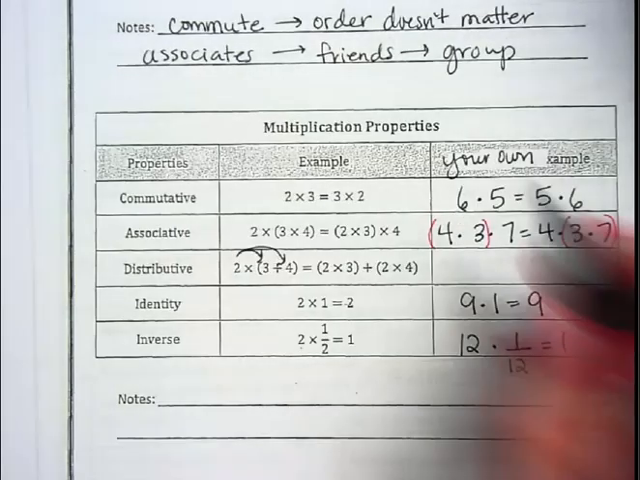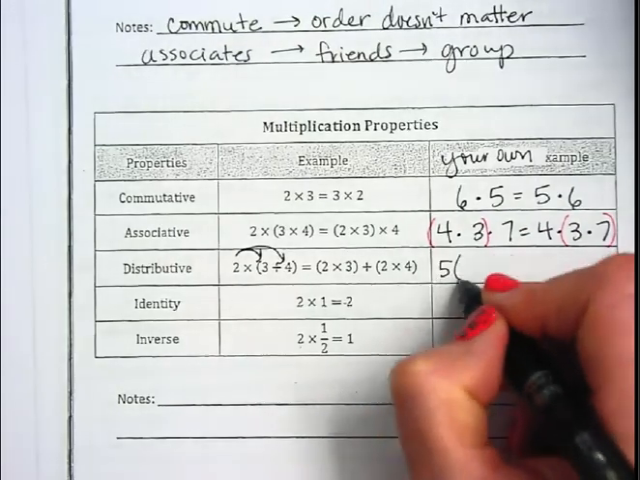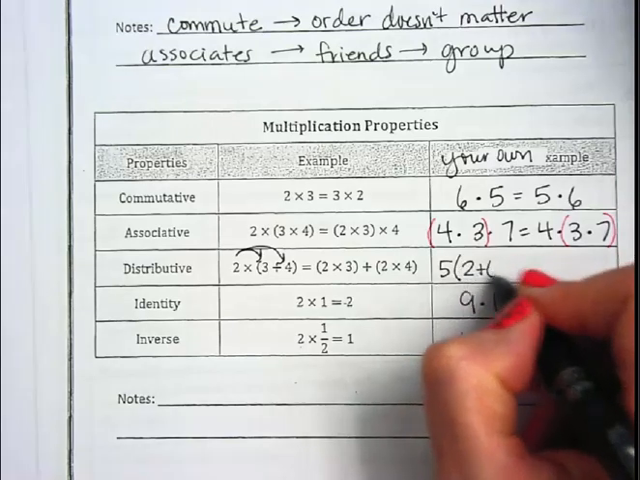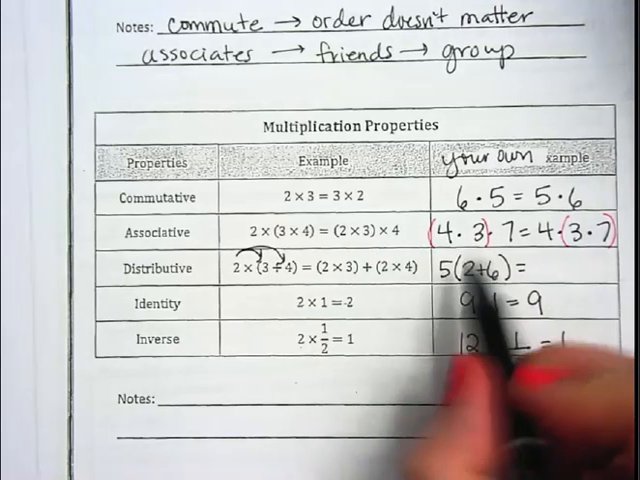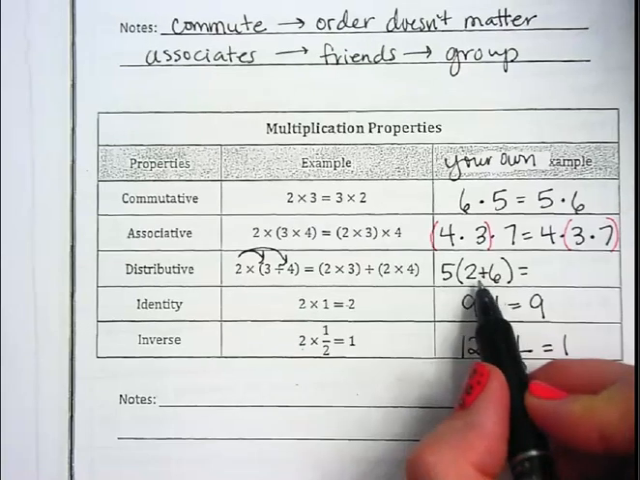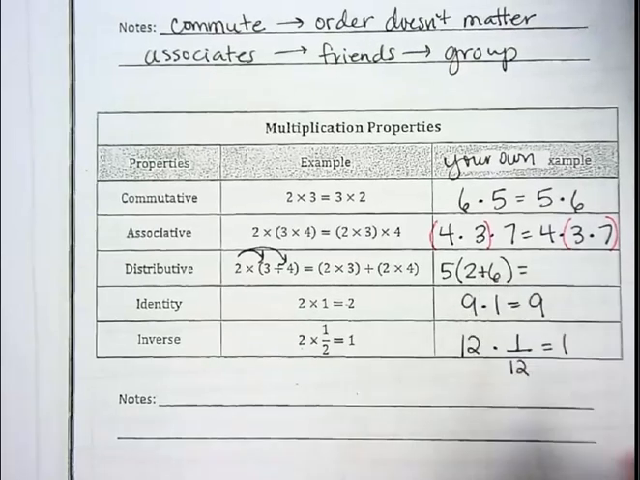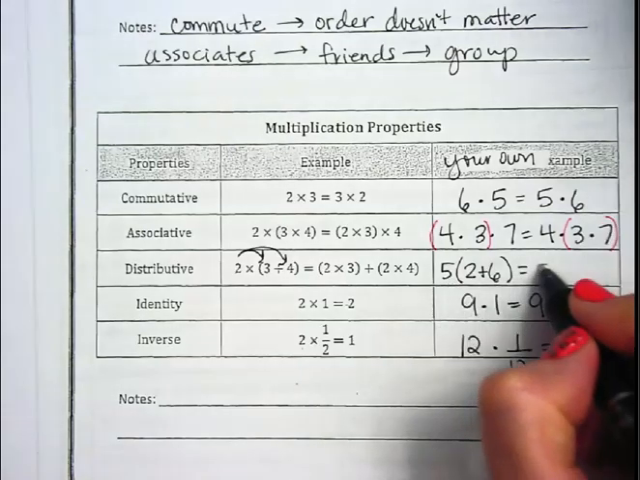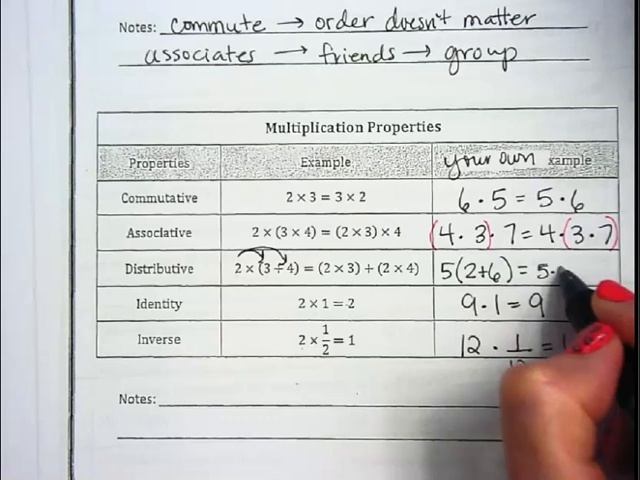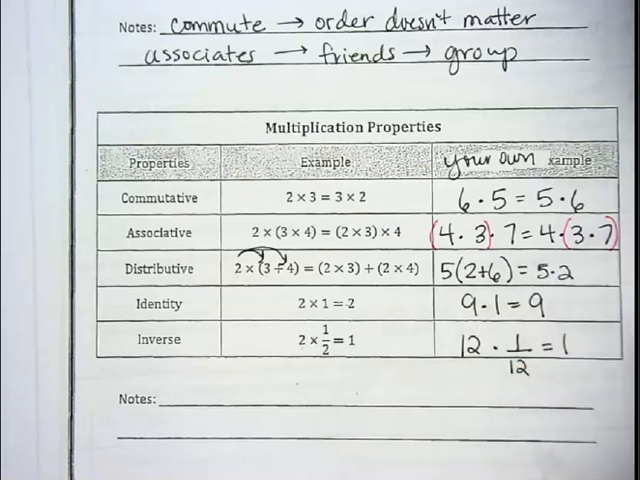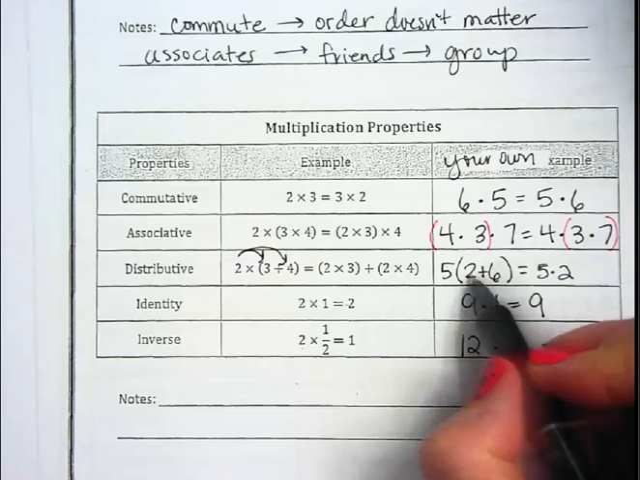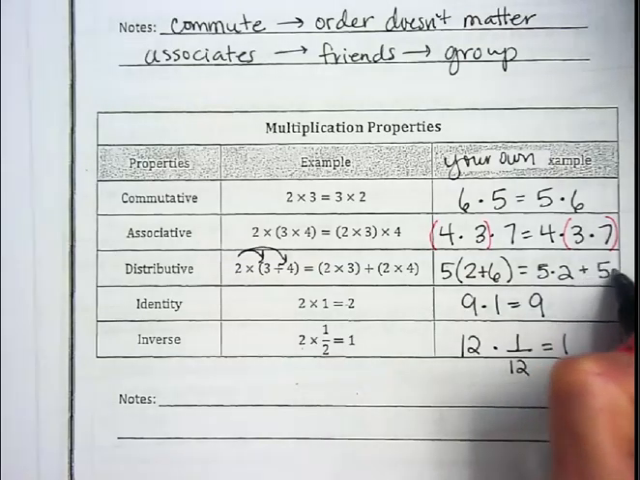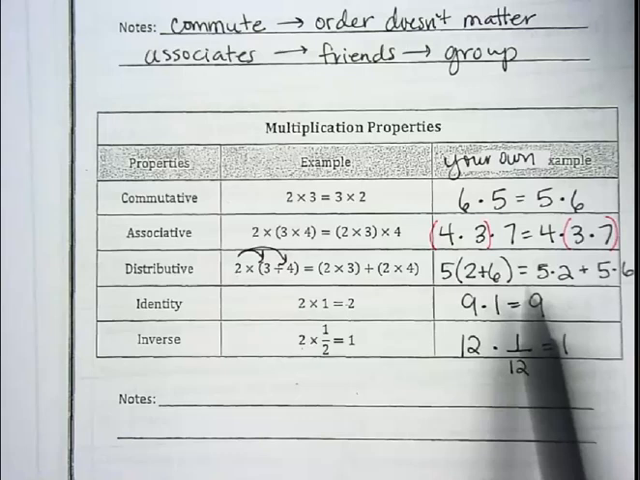So another example over here might be 5 times 2 plus 6. What this means is, I have 5 groups of 2 plus 6. So I have 2 plus 6, 2 plus 6, 2 plus 6, 2 plus 6, 2 plus 6. But I don't want to write out 5 groups of that. So instead I say, I'll do this mathematically. I have 5 groups of 2, and repeated addition or groups is multiplication. So I have 5 2s plus 5 6s. That's what the distributive property says.